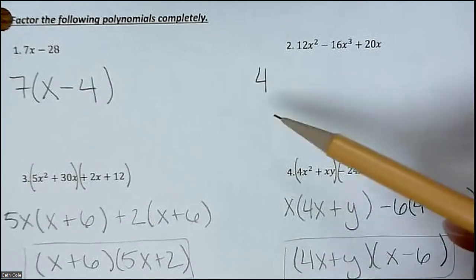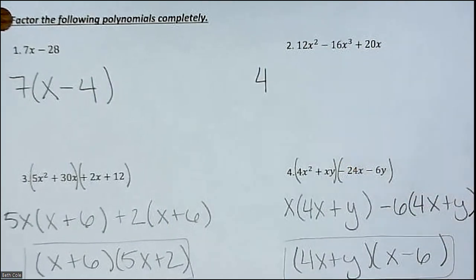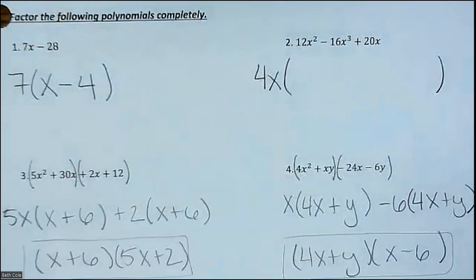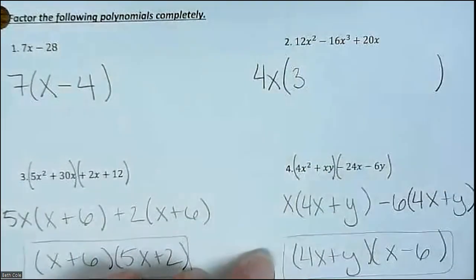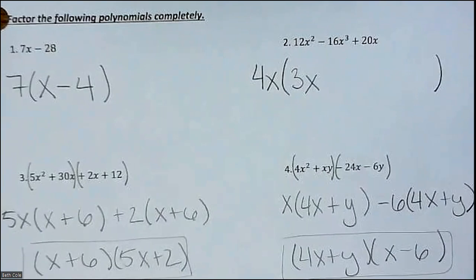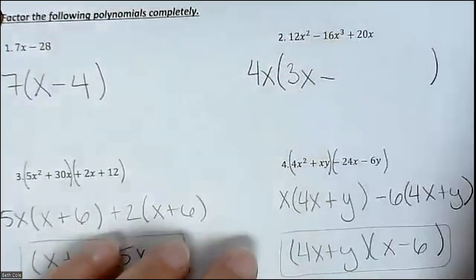6. No, we took out 4. What else do they all have? No, I'm looking. x. There we go. No, we already did the number part. Now you're going to divide them all by 4x. So 12 divided by 4, 3. Good. And x. Perfect. Can you focus for just one more question?